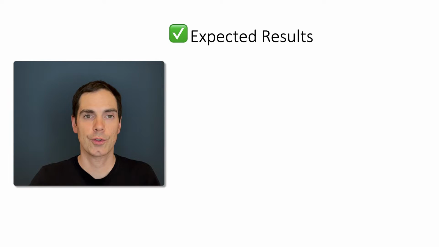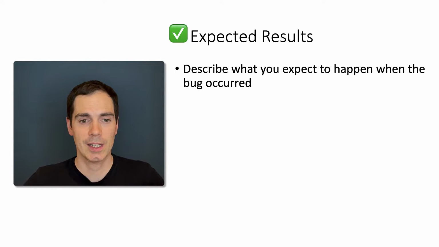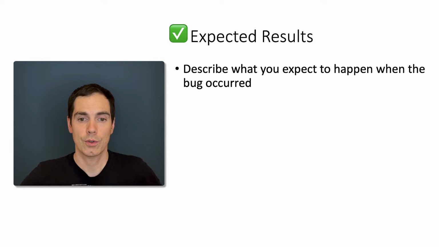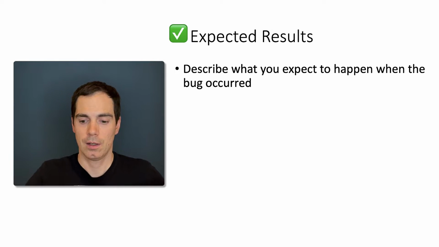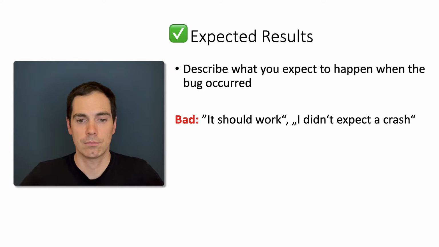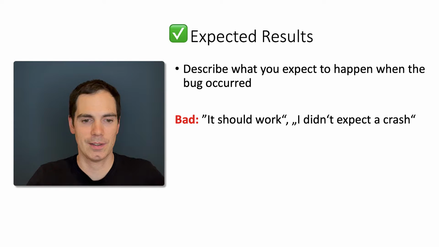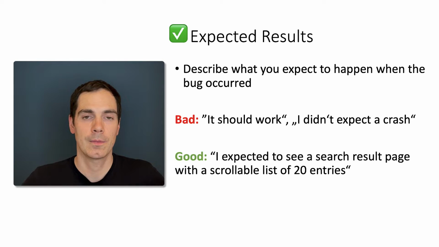Expected result should also be in your bug report. Expected results describe what you should expect to happen when the bug occurred. So what are the expected results? Did you expect, for example, a blank page, or did you expect a search result with a list of entries? Again, a bad one is, it should work. I didn't expect a crash. It's a bad expected result. What is a good one? I expected to see a search result page with a scrollable list of 20 entries. That's what I expected.